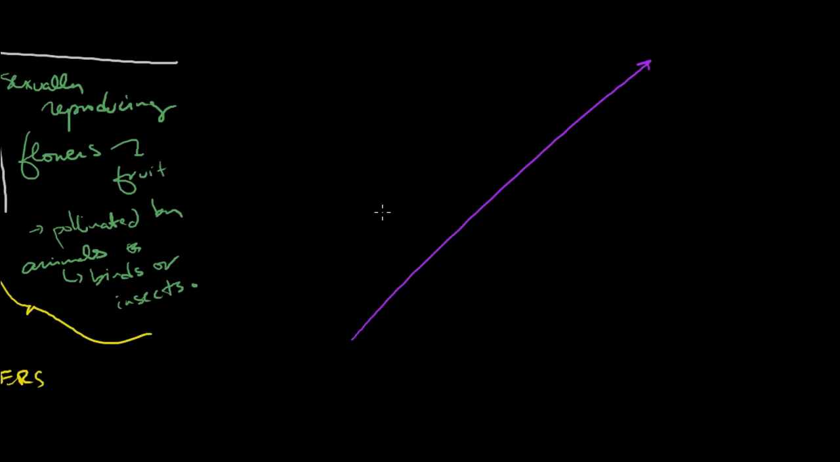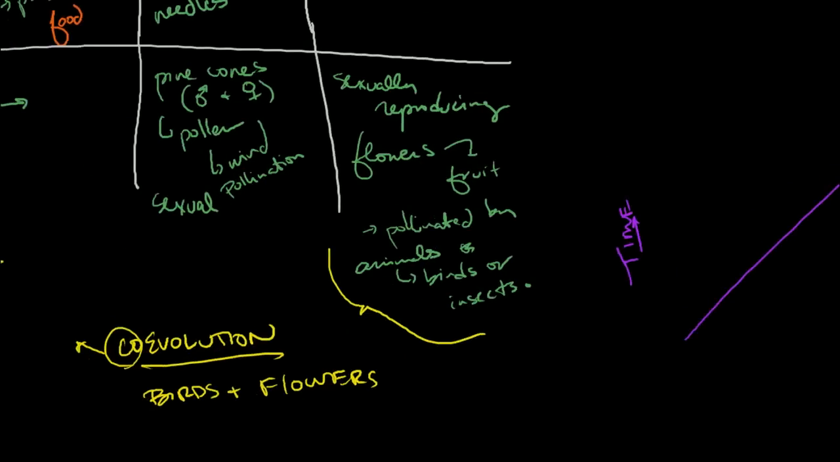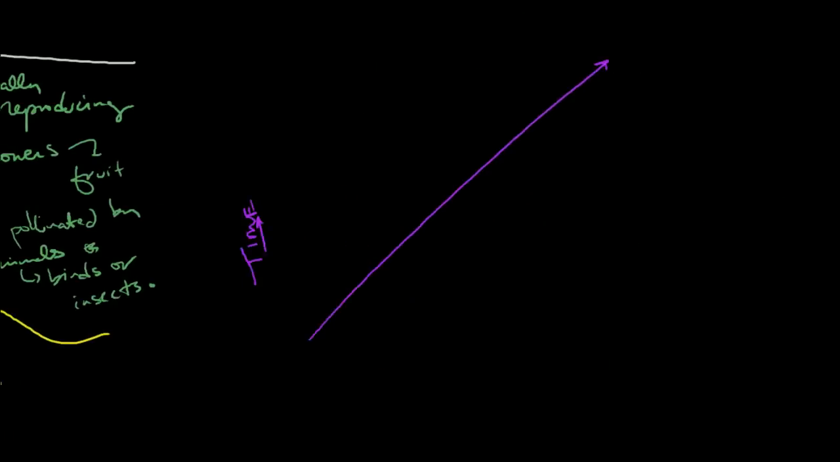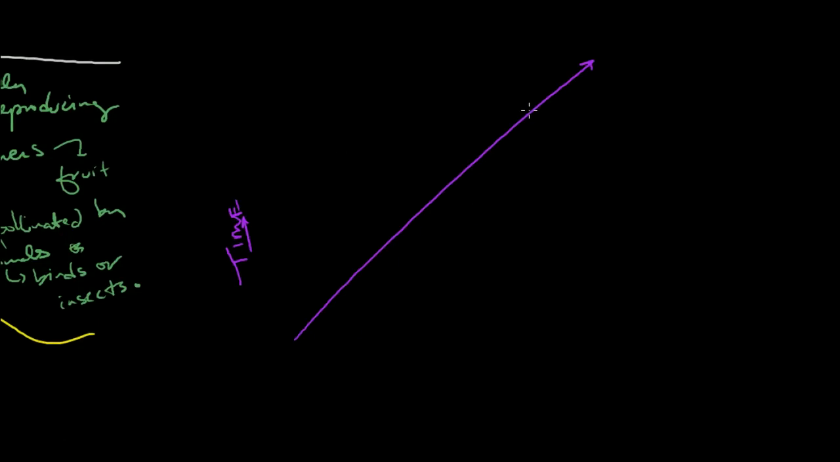So let's say that this is an evolutionary tree. The y-axis is time. Time is increasing as we become more and more recent as we go to the top of this chart, and this line just represents the trajectory. And what we know is that the most advanced or most complex organisms based on this plant chart are the angiosperms. And so we're going to put them up at the top.